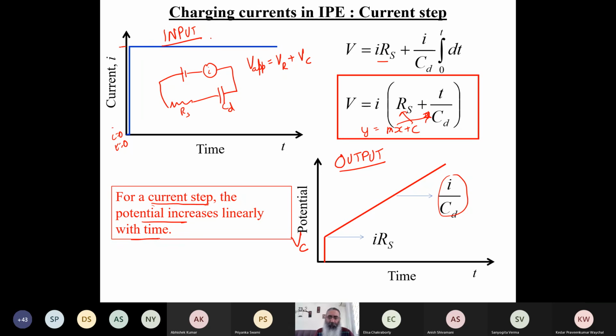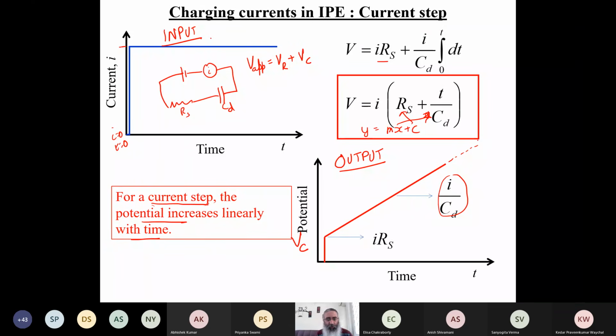The potential across the capacitor reaches a maximum value, and there is no problem with that. But one of the aspects of applying a current step is that if you keep on applying a constant current to the system, the potential generated across the capacitor keeps on increasing. This is a problem because you don't want the potential across the capacitor to keep on increasing.